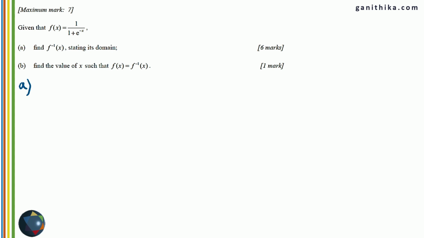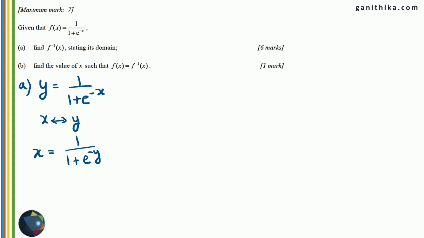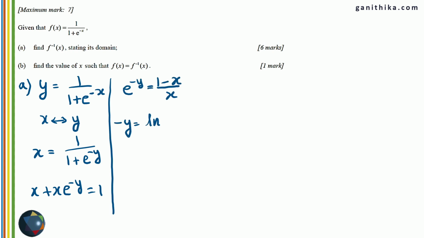To find f inverse of x, make y equal to 1 over 1 plus e power minus x. The next step is swapping x and y. So this will be your equation, and then make y the subject. You can rearrange like this and make y the subject, taking ln on both sides. Minus y is equal to ln of 1 minus x over x. If I take the minus to the right side, it will be ln of x over 1 minus x. Therefore, f inverse of x, which is y, will be equal to ln of x over 1 minus x.